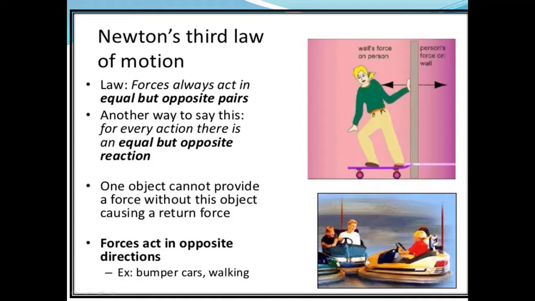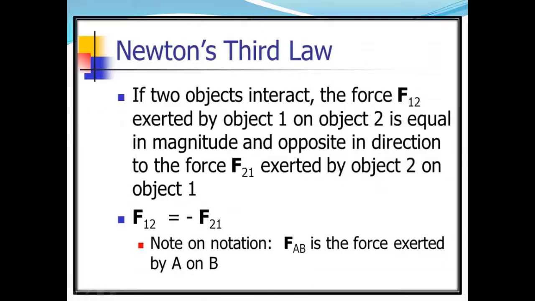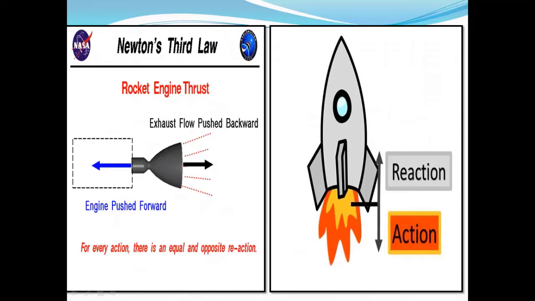Also here it means that one object cannot provide a force without this object causing a return force. So here you can see the bumper cars are also an example of this Newton's third law. You can see here with the different objects.